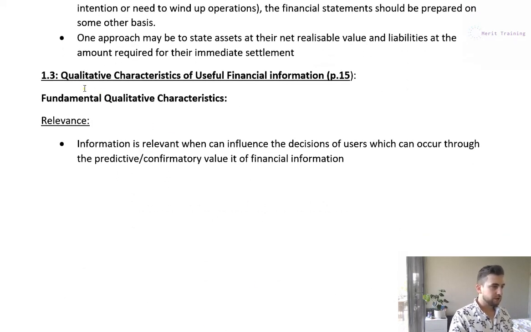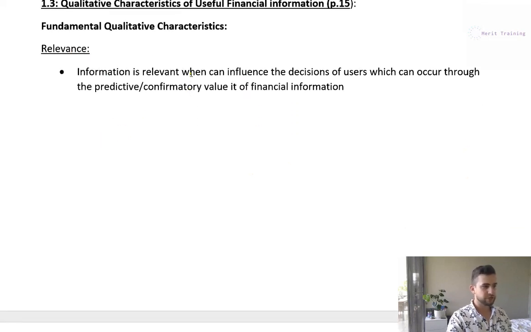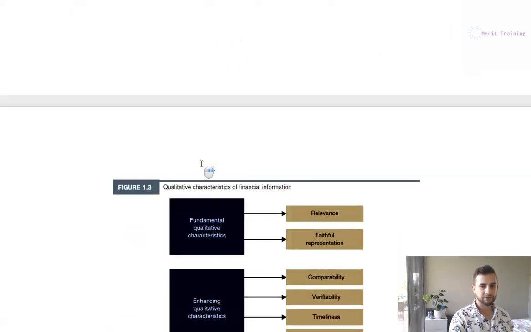Okay, so qualitative characteristics of useful financial information. So remember what I explained what qualitative meant. It was using words rather than numbers. So for example, if you're describing something in certain characteristics, that will be qualitative, whereas if you're describing something in numbers, it's going to be quantitative. So the first characteristic is relevance. Information is relevant when it can influence the decision of users, which can occur through predictive or confirmatory value of its financial information.